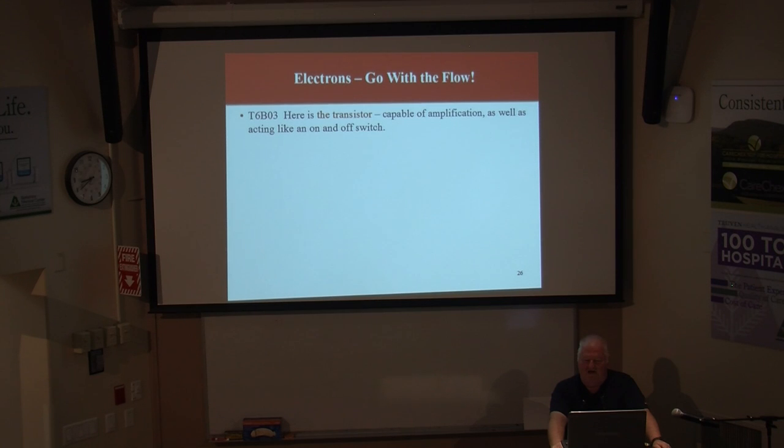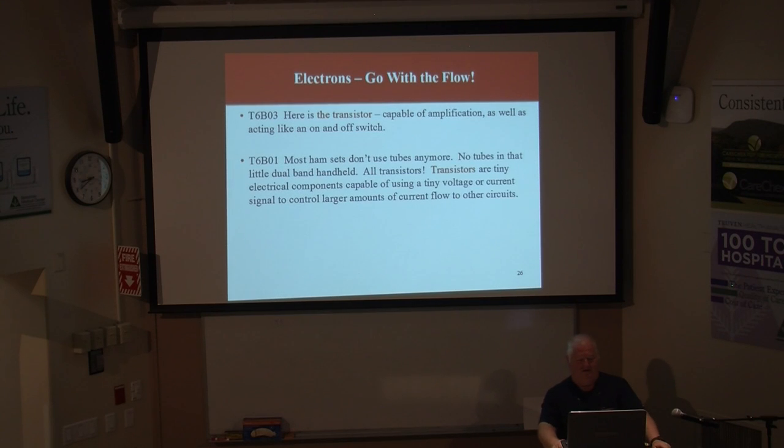Here's a transistor, capable of amplification as well as acting like an on-off switch. I don't know where that transistor is. Most handsets don't use tubes anymore. No tubes in that little dual band handheld. All transistors. Transistors are tiny electrical components capable of using a tiny voltage or current signal to control larger amounts of current flow in other circuits.